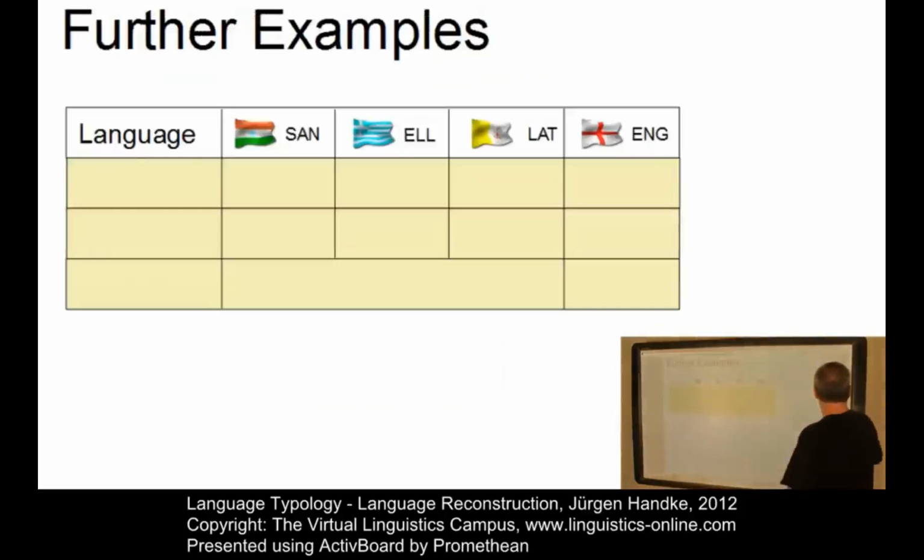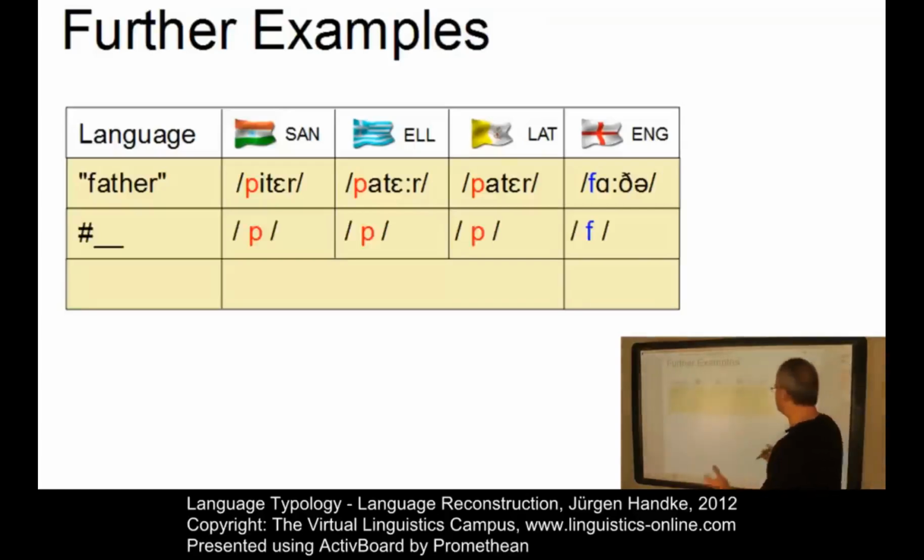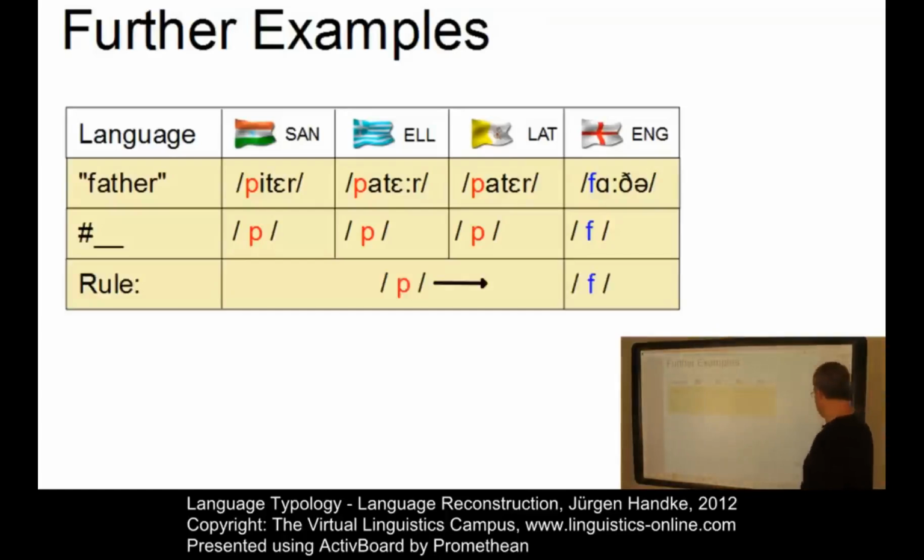In taking the word for father, we will find the following words. In Sanskrit you would say piter, in classical Greek you would say pater, in Latin it would be pater, and in English of course father. This of course is British English. Now if we look at the initial elements, we have in the classical languages a bilabial plosive and in English a labiodental fricative. So this is what we have.